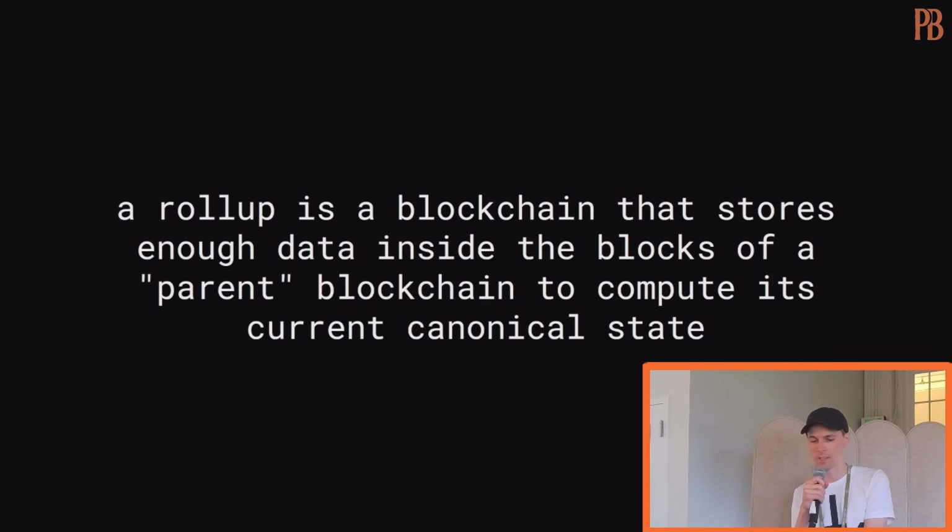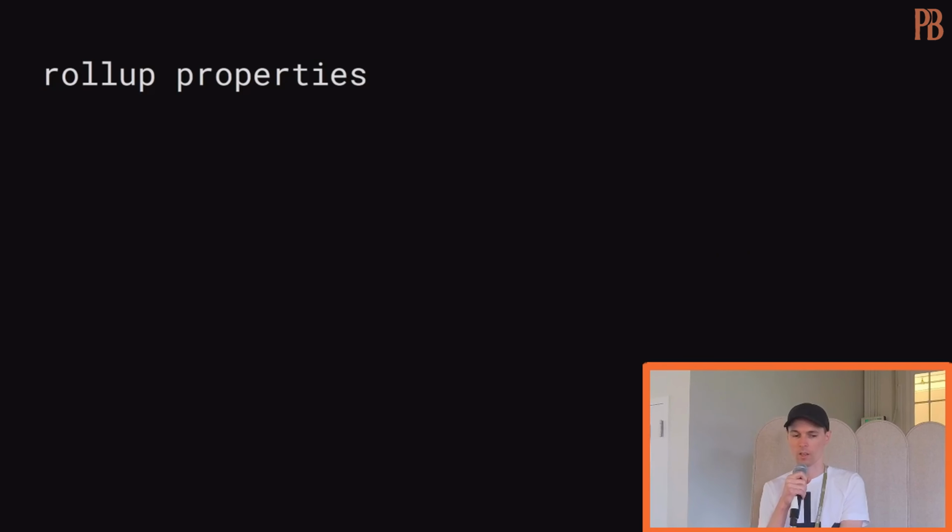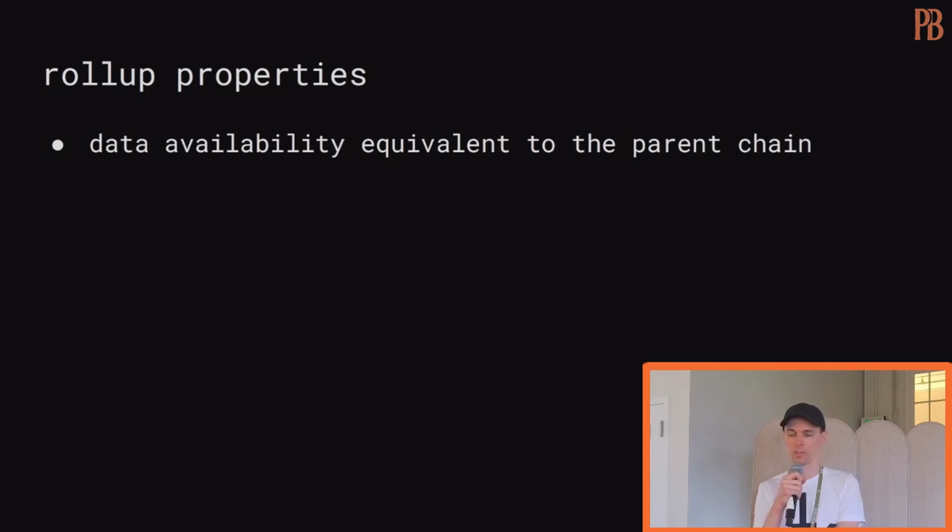A rollup is a blockchain that stores enough data inside of the blocks of a parent blockchain to compute its current canonical state. And what this gives you in terms of its properties are that rollup blockchains have data availability that is equivalent to the parent chain because its state data is stored inside of parent chain blocks. Its data is as available as its parent chain's data.